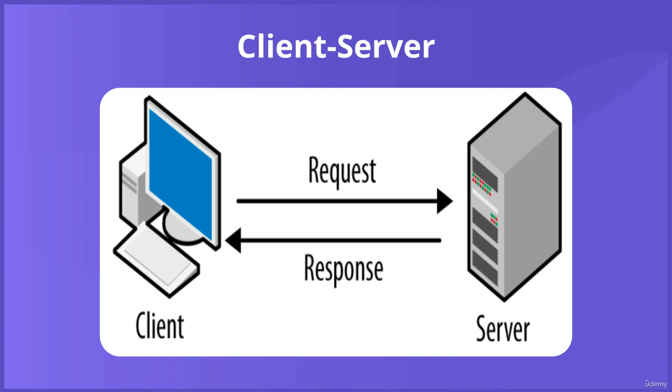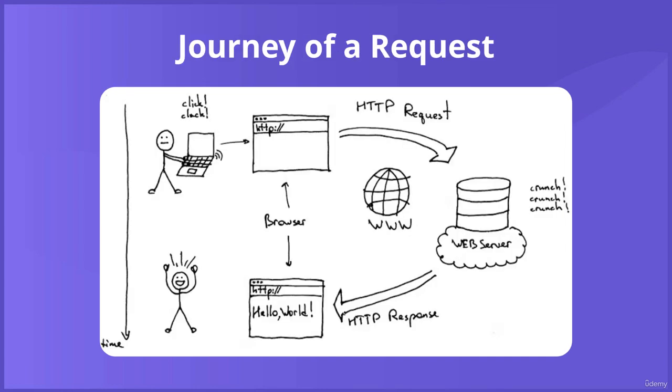So let's break down what happens behind the scenes when you request a web page. You can think of this as the journey of a request, right? First is the request initiation. You type a URL into your browser's address bar and hit enter. Your browser sends a request to the server specified by that URL, asking for the corresponding web page.